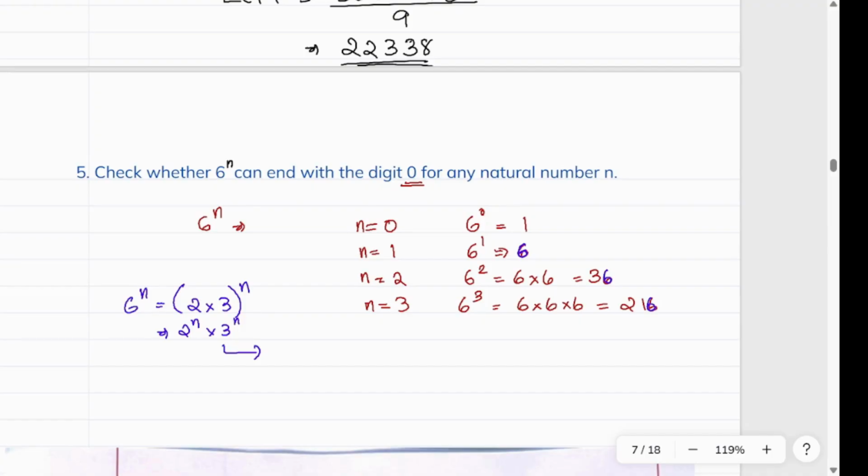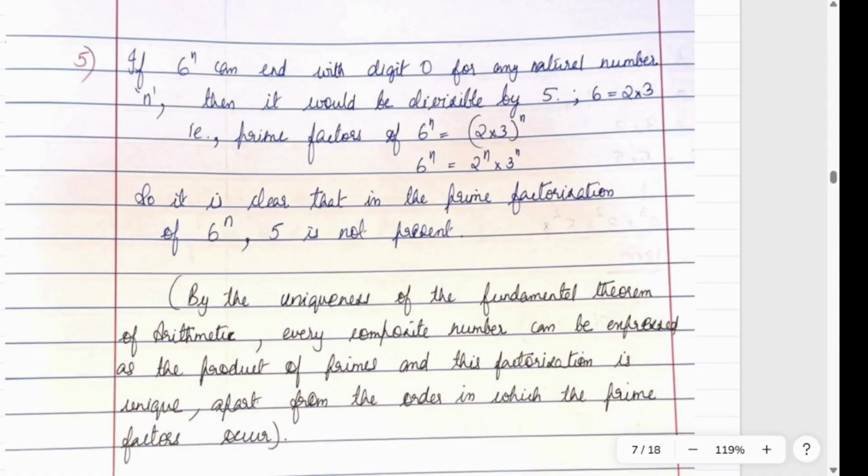But here, for 6 raised to n, the possibility is not there, because why? It should be divisible by 5, right? But that is not actually happening here. So it is clear that in the prime factorization of 6 raised to n, 5 is not present, right? So we can say that there exists no natural number n for which 6 raised to n ends with the digit 0. That is how we have to give the answer for this one.